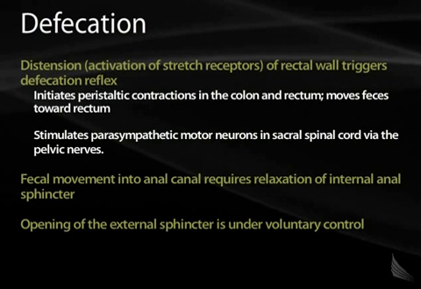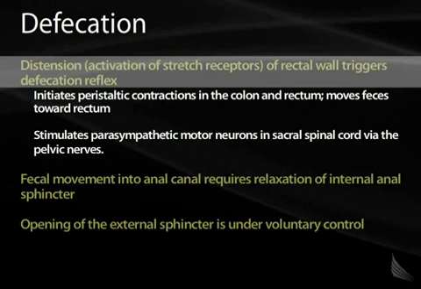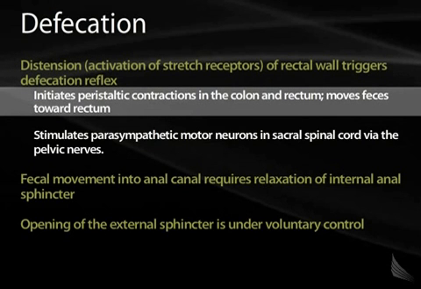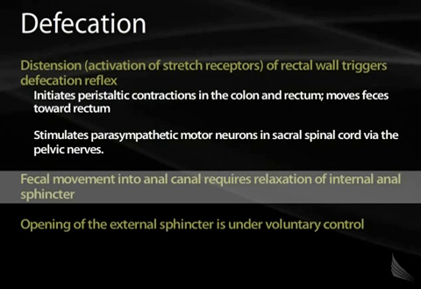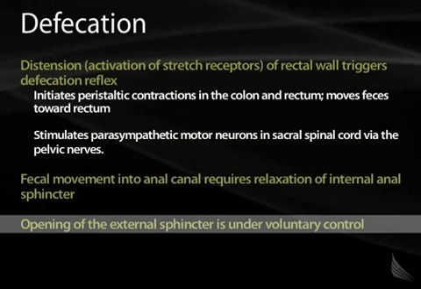Defecation is triggered by distension and therefore activation of stretch receptors in the rectum. This triggers a reflex called the defecation reflex and initiates peristaltic contractions in the colon and rectum. This moves feces down towards the rectum, and there's stimulation of the parasympathetic motor neurons in the sacral spinal cord via the pelvic nerves. Fecal movement into the anal canal stipulates that there's relaxation of the internal anal sphincter. This is under involuntary control. After fecal movement has occurred into the anal canal, after relaxation of the internal anal sphincter, then opening of the external sphincter, which is under voluntary control, results in defecation.